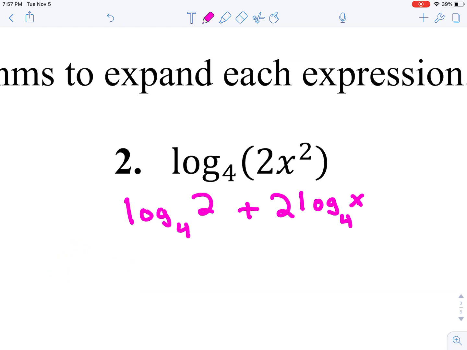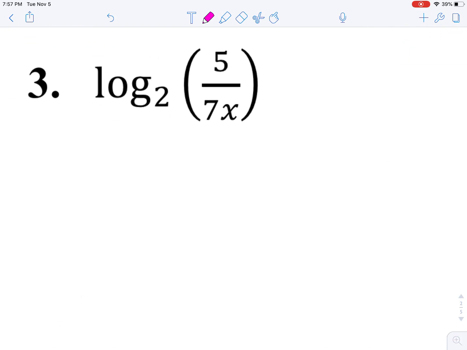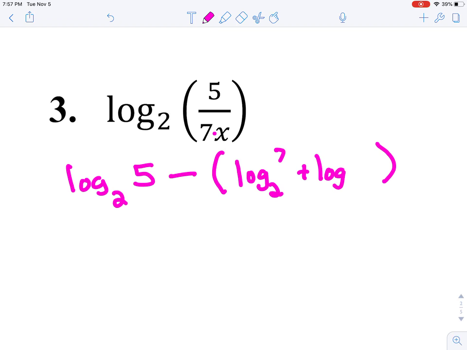So log 4, 2 is equal to 1/2 plus 2 log 4x. 3. Log 2, 5 is going to be subtracted by the quantity, because we need to divide log 2, 5 by all this stuff, which is log 2, 7. And in multiplication land, because it's 7 times x, it's going to be plus log 2x.